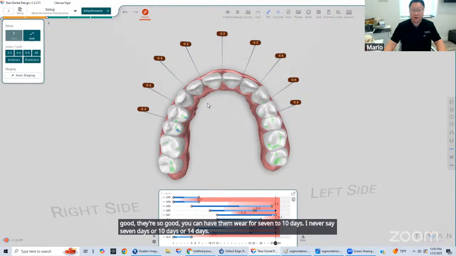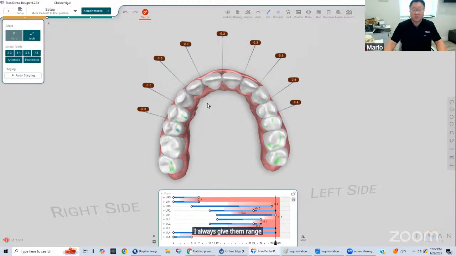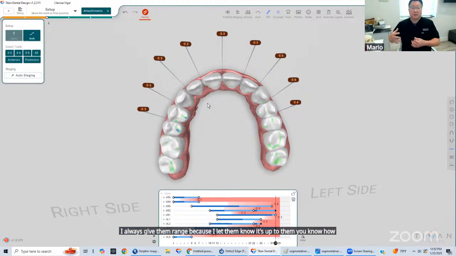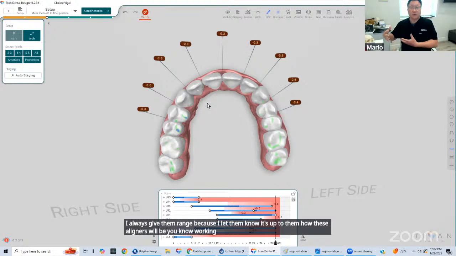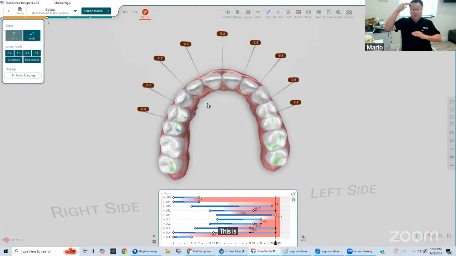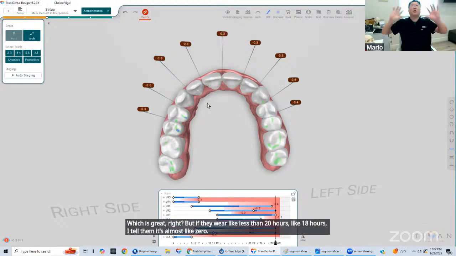I never say 7 days or 10 days or 14 days. I always give them a range because I let them know it's up to them how these aligners will be working and how good it's going to work, right? So it's up to them how hard they work, how much they wear it. I tell them this is 0, this is working. If they wear 20 plus hours, it'll be 80 to 100%, which is great, right? But if they wear less than 20 hours, like 18 hours, I tell them it's almost like 0 because it's like pushing a car up a hill.